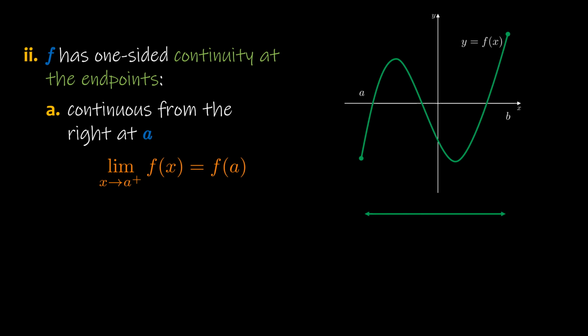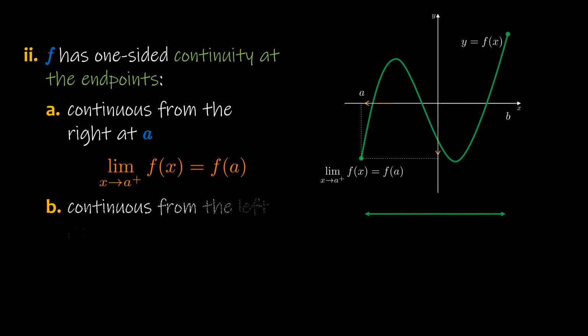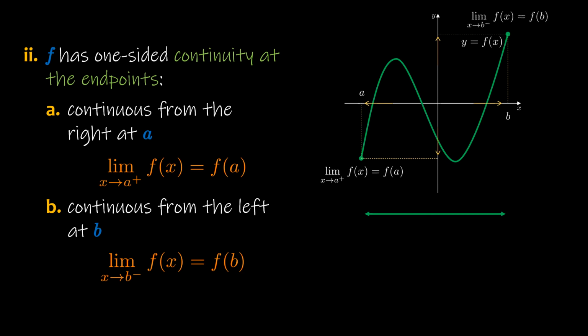In the figure, continuity at a means f of a, the solid point at x equals a, coincides with the limit as x approaches a from the right. b, continuous from the left at b. The limit of f of x, as x approaches b from the left, equals f of b. In the figure, continuity at b means f of b, the solid point at x equals b, coincides with the limit as x approaches b from the left.